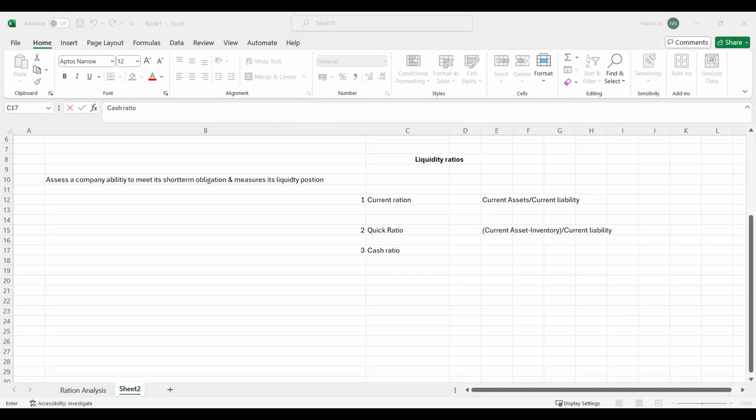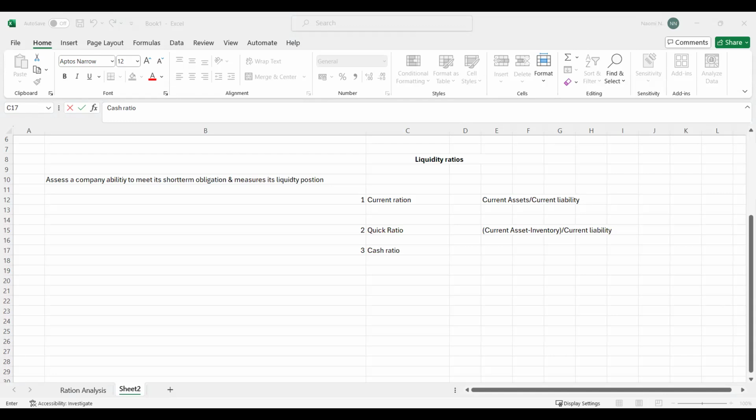So that is why we are measuring how the organization can meet its obligation minus stock. So a higher quick ratio suggests a stronger ability to cover short-term obligations without relying on inventory sales. I hope we are getting it. Then now we can proceed to the cash ratio.